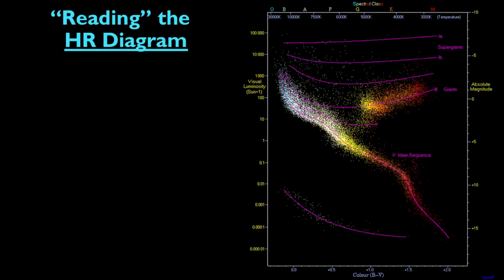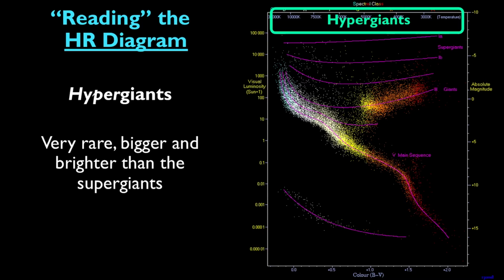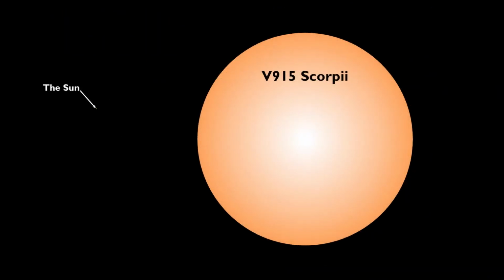Even higher up from the supergiants are the hypergiants. Now, these are extremely rare, extremely large, extremely bright stars, brighter than the supergiants. They are so bright that they have a luminosity class of 0 or 1A+. V915 Scorpii is an example of one such hypergiant with its spectral type of K0 1A0.